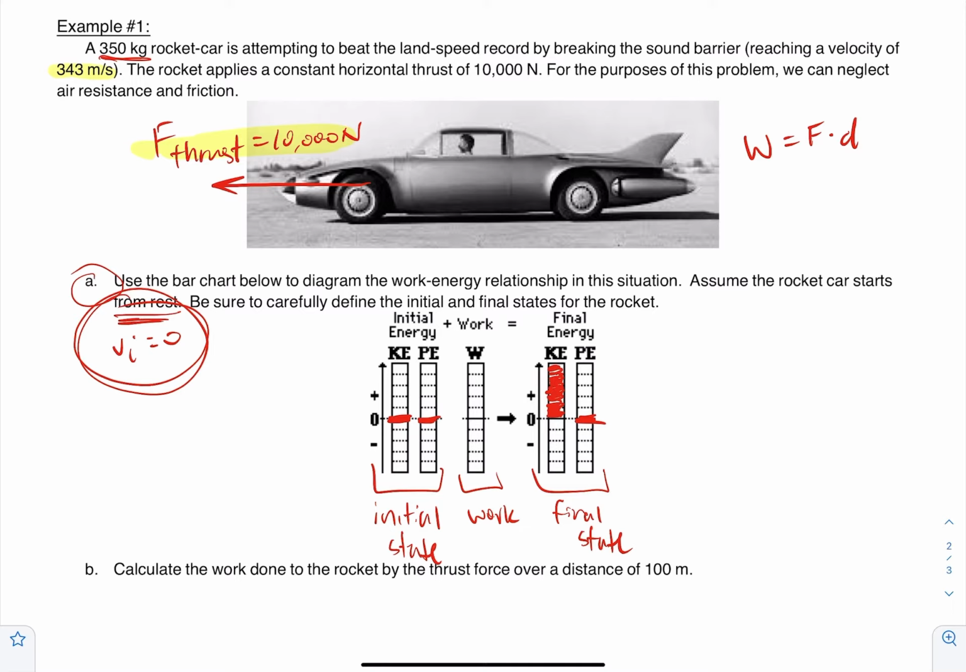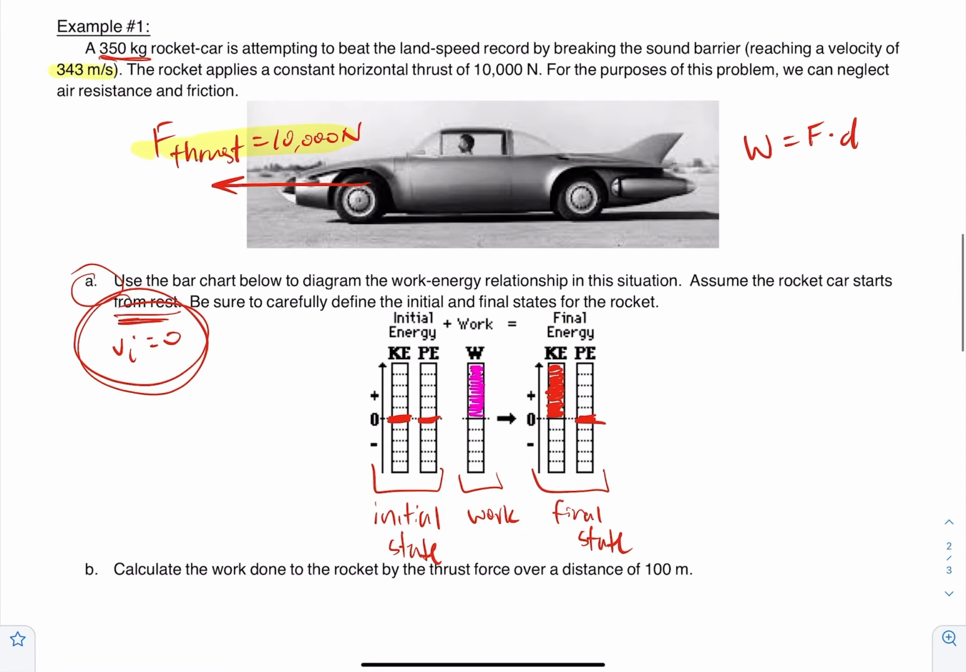And so I'm just going to add to my work column this, and we call this positive work, by the way, because it's energizing the car. Negative work is when the object loses energy. And so now you can see that there's this conservation of energy, right? On the left side, we have 5 bars of energy altogether. And on the right side, we have 5 bars of energy. And so the energies are being balanced. Okay, so this is conceptually how work and energy are relating to each other.